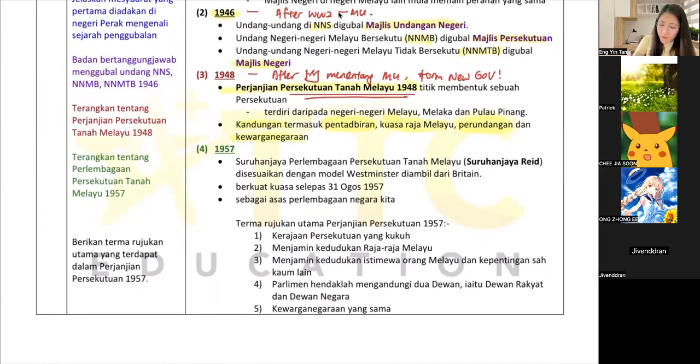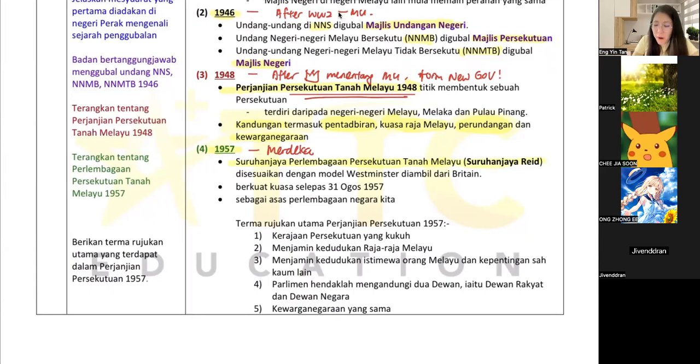Now, in 1957 is the year that we're celebrating Merdeka. I told you, Merdeka, very important. Before we celebrating Merdeka, we must have law, yeah. So therefore, you can see Suruhanjaya was being created.